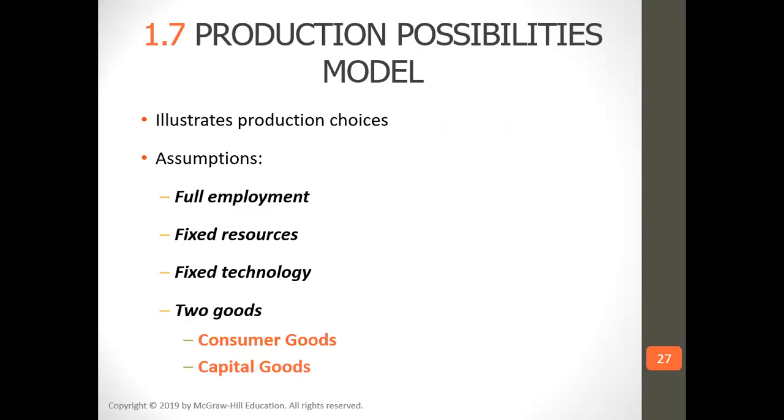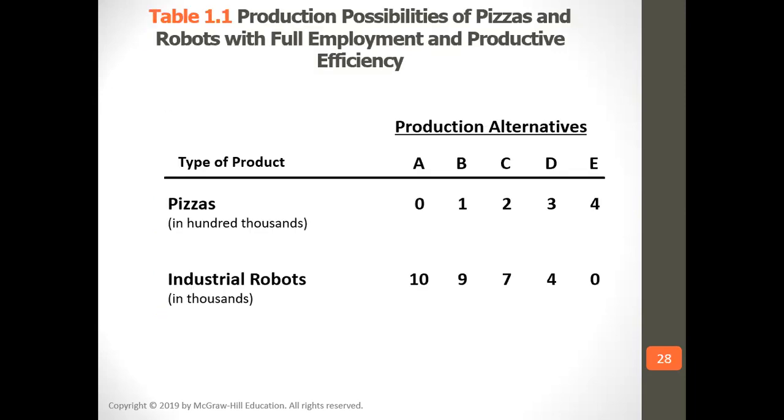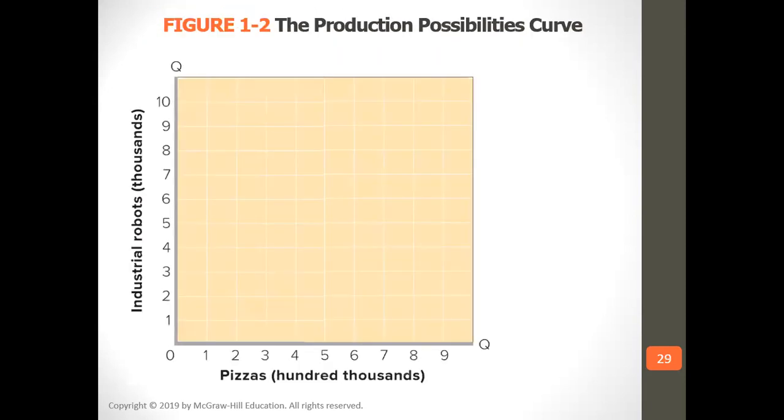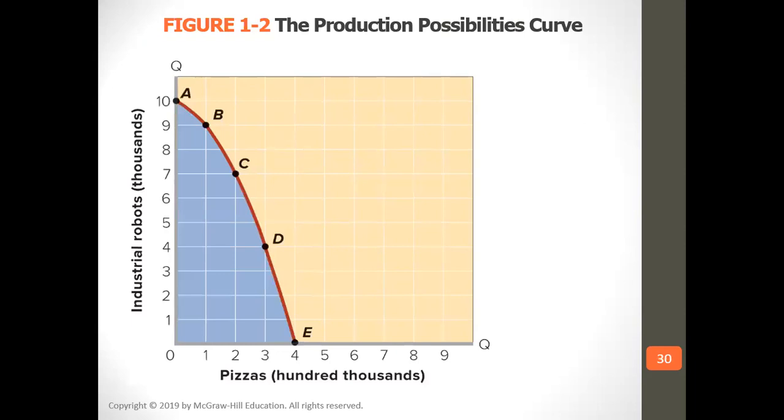The production possibilities model assumes full employment, fixed resources, fixed technology, and two goods: consumer goods and capital goods. So if you're going to graph this, this is how you graph it. For A, I'm going to ask the class, how many robots and how many pizzas would you have for A? You'd have 0 pizzas, 10 robots.